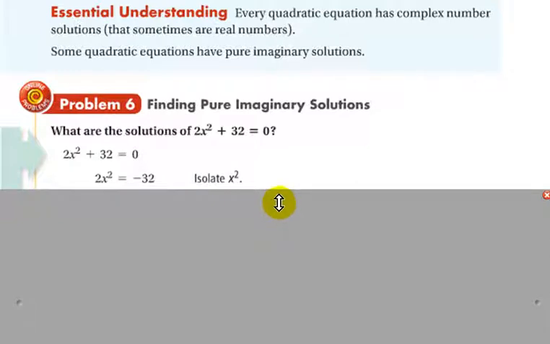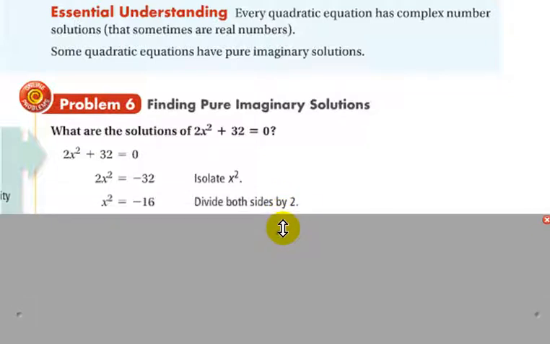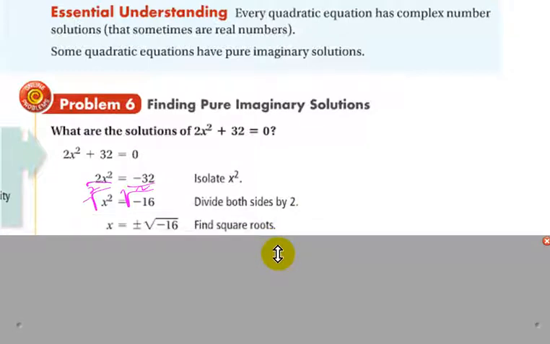Our next step is now to divide everything by 2. Right? We divided both sides by 2. Now we end up with x squared equal negative 16. So now we're going to take the square root of each side. And you get x equal positive negative radical negative 16.